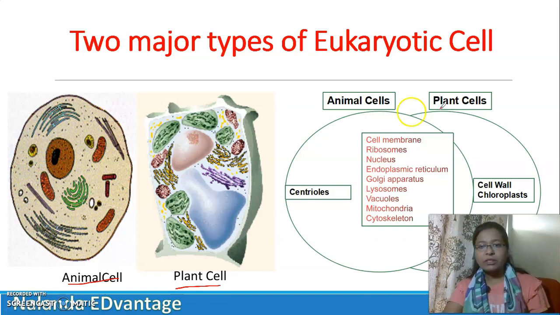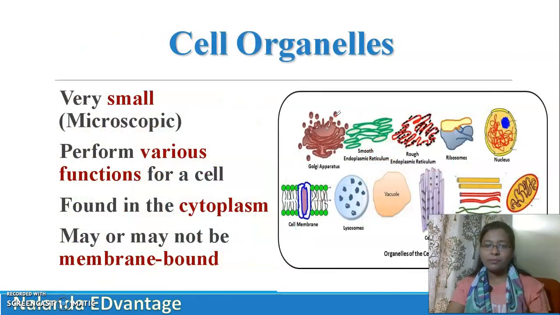The major difference between animal cells and plant cells is that your animal cells contain centrioles, whereas your plant cells are made up of a cell wall and chloroplast. Right? The rest, the cell membrane, ribosomes, nucleus, endoplasmic reticulum, Golgi apparatus, lysosomes, vacuoles, mitochondria, and the cytoskeleton remain the same in both the plant cell as well as the animal cell. We'll be learning about them one by one. Now let's quickly start with the cell organelles.